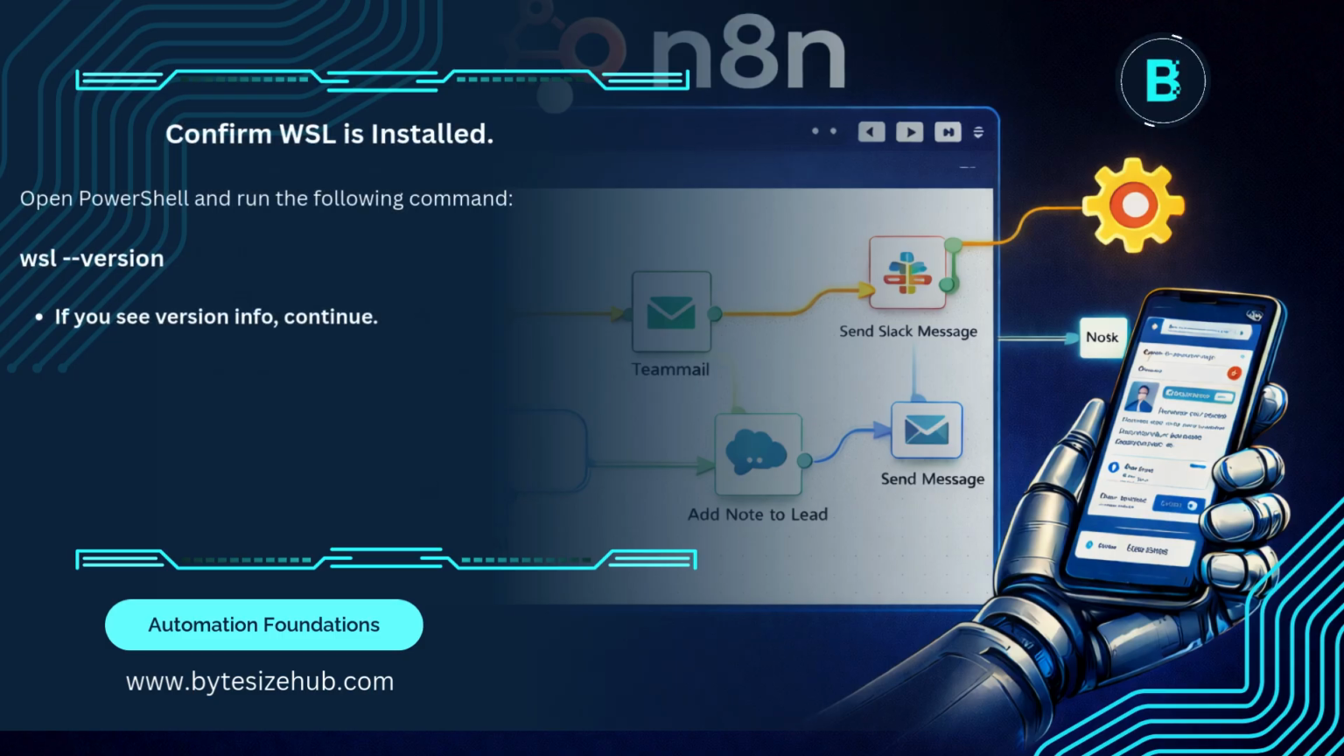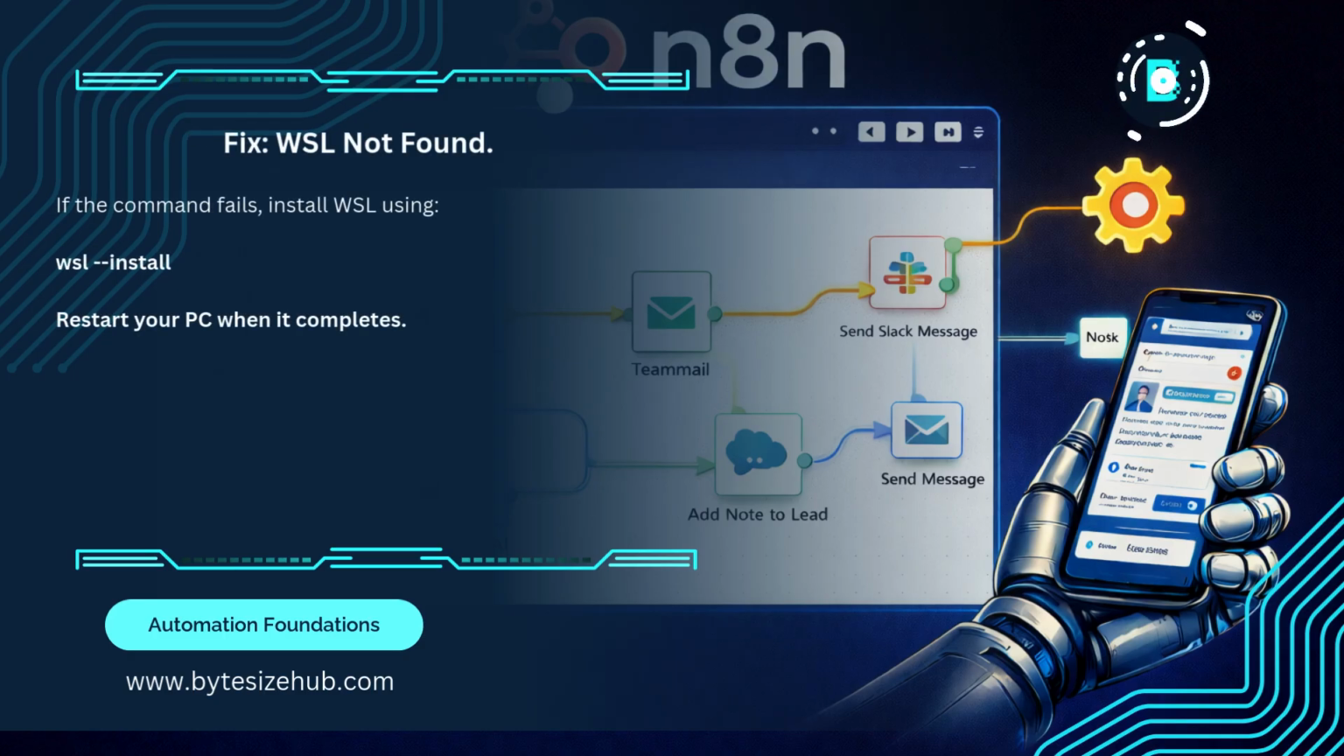Confirm WSL is installed. Open PowerShell and run the following command: wsl --version. If you see version info, continue. WSL not found. If the command fails, install WSL using wsl --install. Restart your PC when it completes.